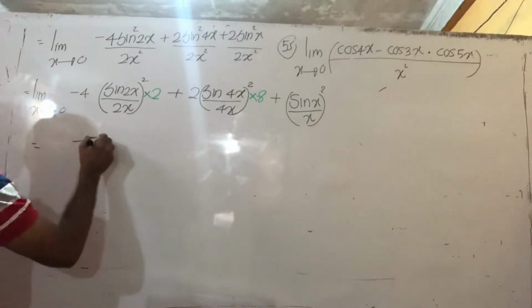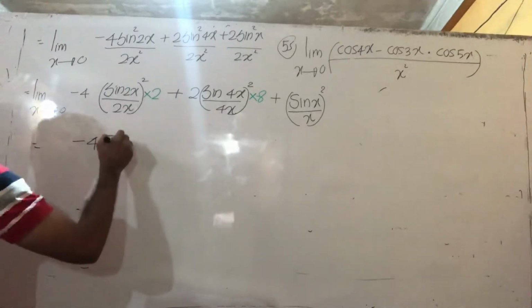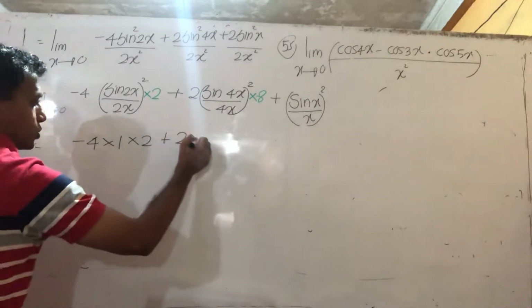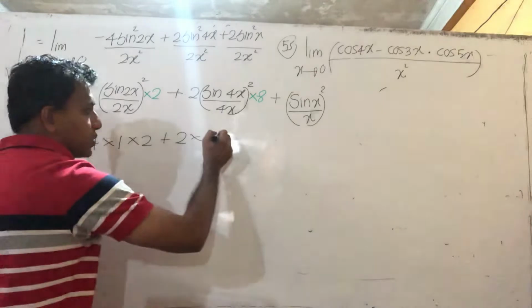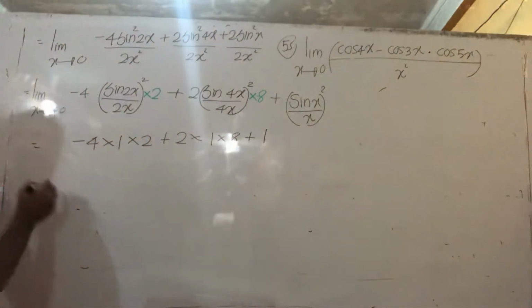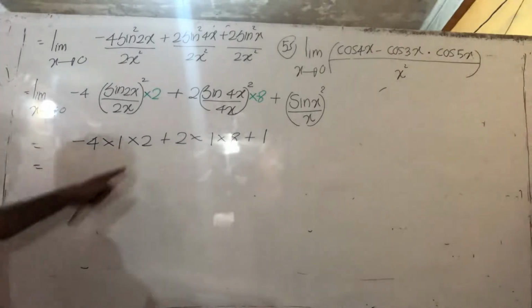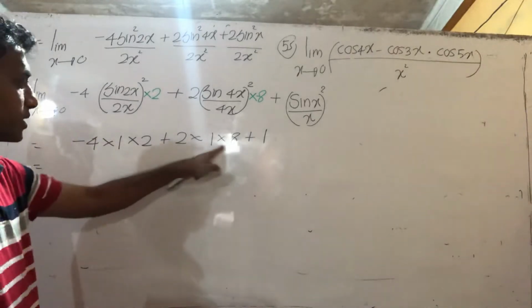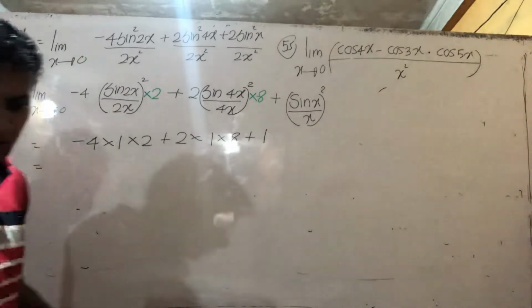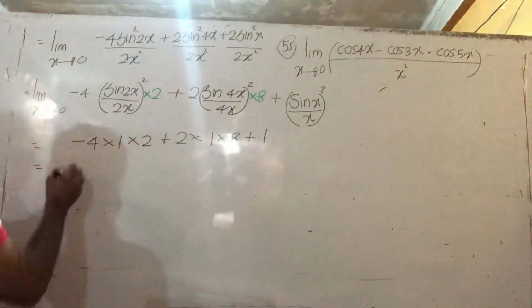Minus 4 into sine theta over theta, 1, into 2, plus here the same, 2 into, that form is 1 into 8, at last plus 1. So check what the answer is. Minus 8, here 16, so 8 is a 9 answer. Check the answer: if we simplify, it is positive 9, right?